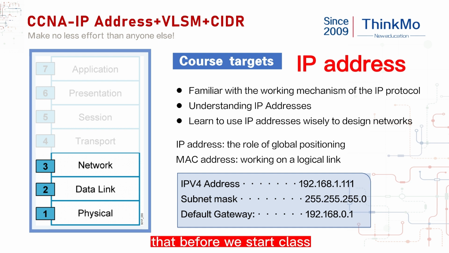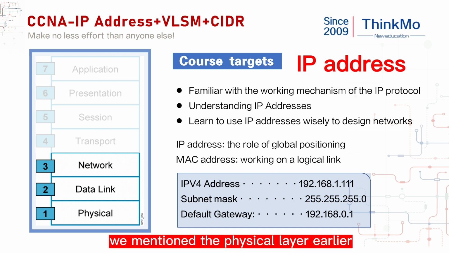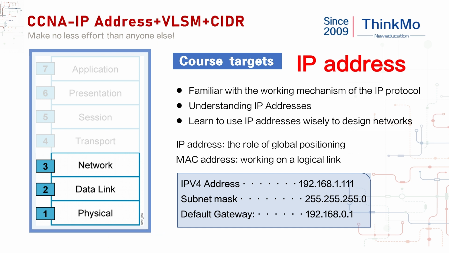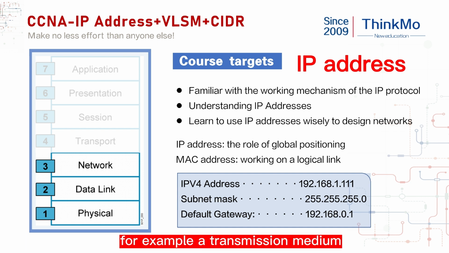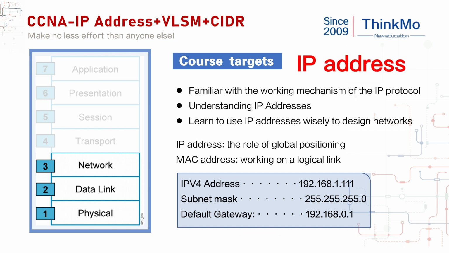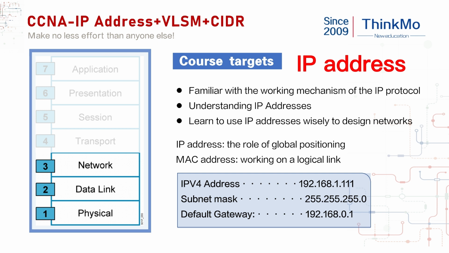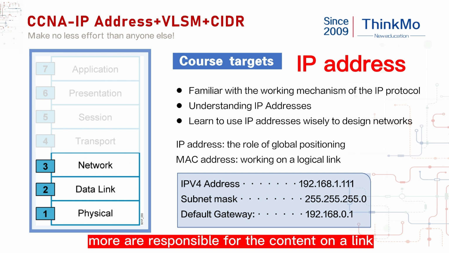Before we start class, let's review the main functions responsible for the network layer mentioned in the previous lesson. We mentioned the physical layer earlier, for example, a transmission medium used to connect physical devices. Finally, the connection of the devices can be formed and pass the signal inside. The data link layer is more responsible for the content on a link, or a function on a link.